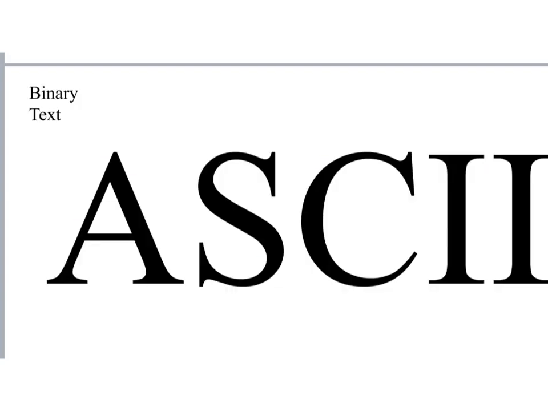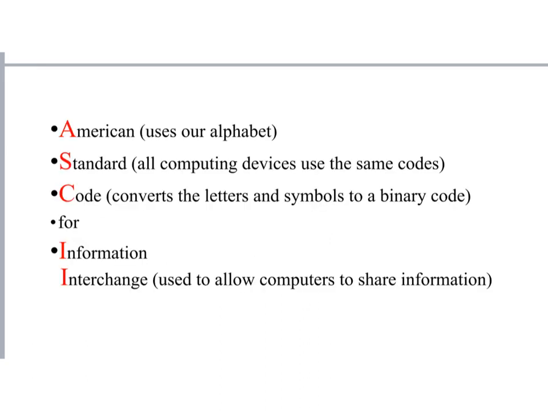Then we moved on to binary text and this word ASCII. And so you should know that this stands for American Standard Code for Information Interchange. Remember, it was developed in America. It uses our alphabet. It's a standard, which means that all computing devices use this same code. The code is for information interchange, which means that the information or the data can be exchanged between 2 or more computers.